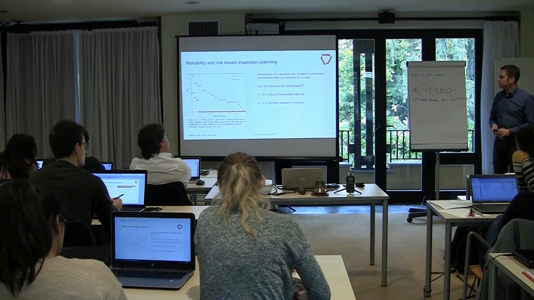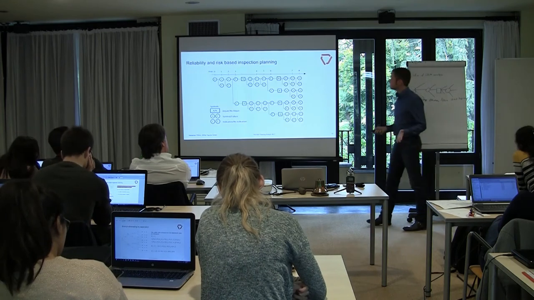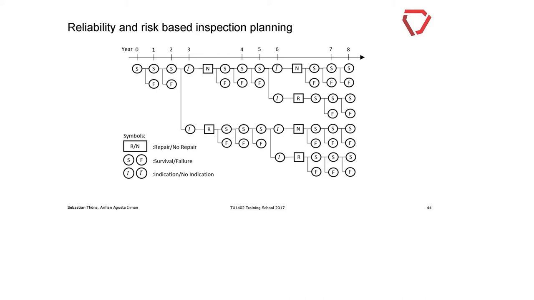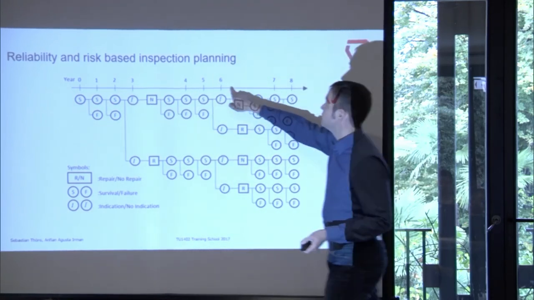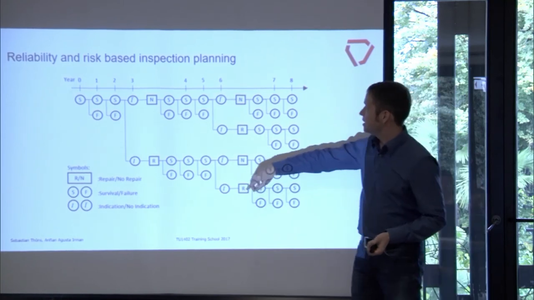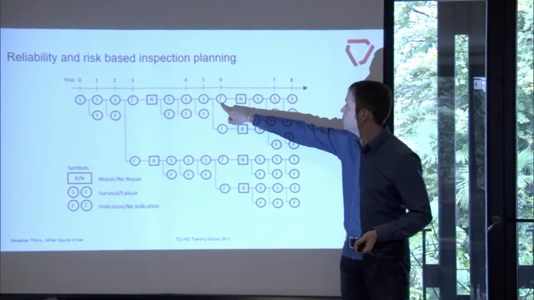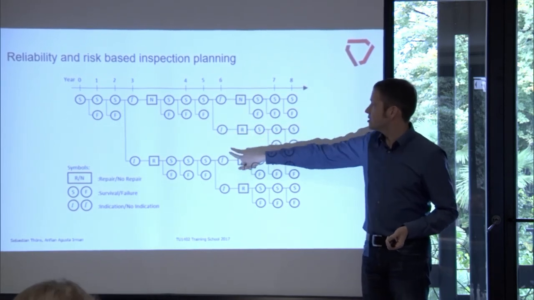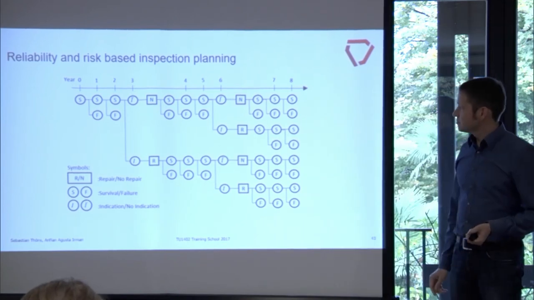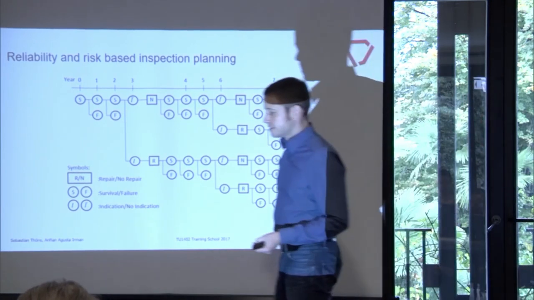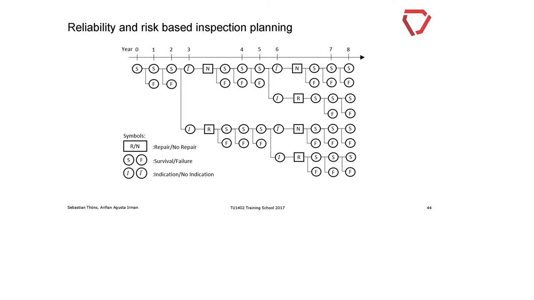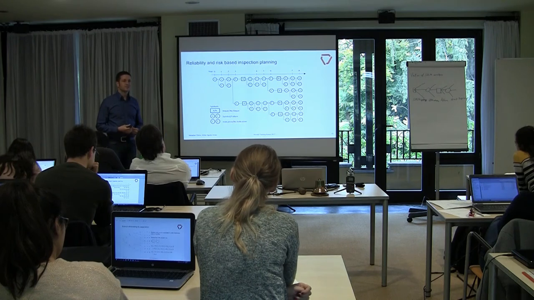So this is super. And now we have this decision tree, so we can shift around the time axis. Here we have the time axis from year 0 to year 8, and then we have a decision rule in our decision tree. So if we have no indication, we don't do anything. If we have an indication, we do repair. And now we have 5 branches left. So that's super. What else can we do? It's still four branches.